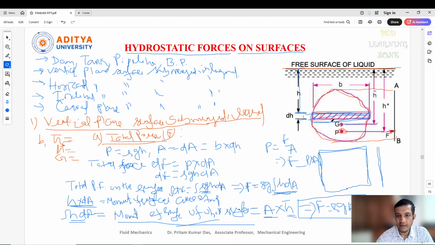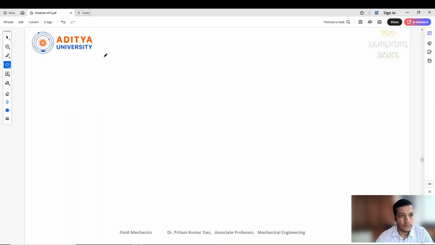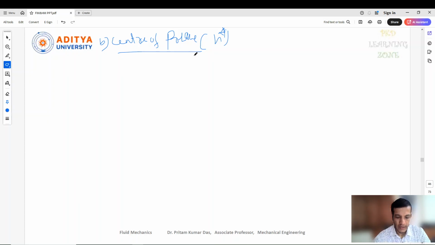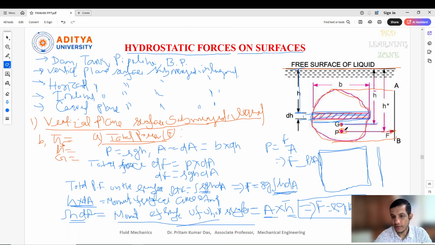Now the second part is of this. Second thing is we need to identify the center of pressure. The second part is center of pressure, and which is indicated by H star. And actually here we need to just consider the moment of this. This is the height, the distance from here. So what is the center of pressure on this point? Okay, what is the force exerted by this?